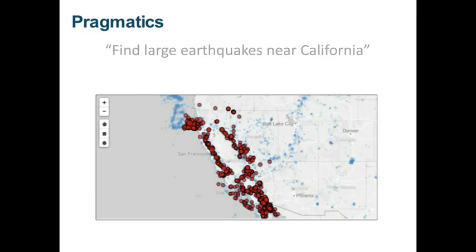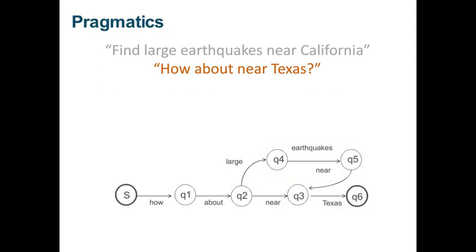So my initial query is find large earthquakes near California. Consider a subsequent query, how about near Texas? As part of this conversational flow, the semantics of a particular query can be influenced by each other via transitional probabilities. There are multiple probable paths. Here, a finite state machine shows the various alternative states for the query.